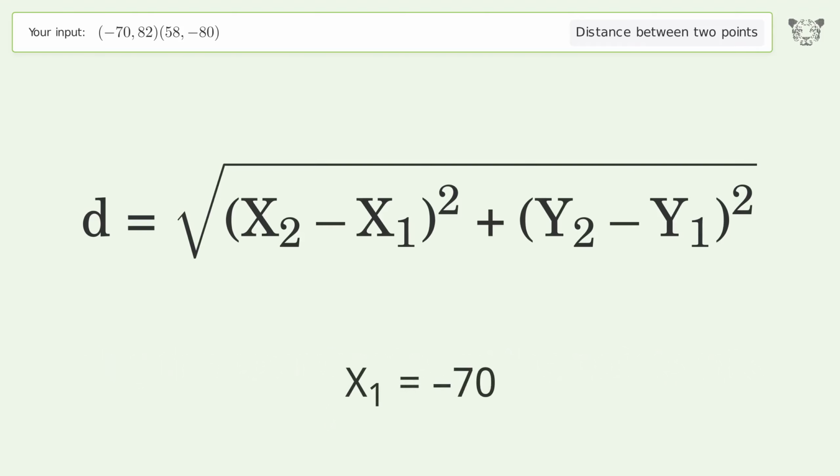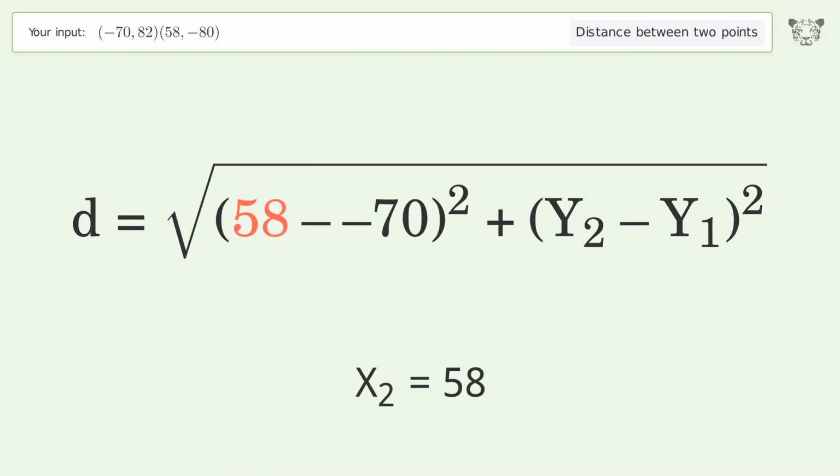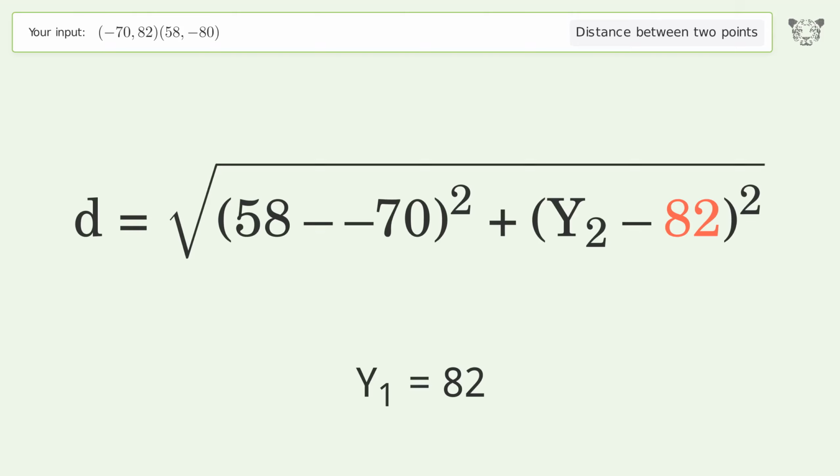x1 equals -70. x2 equals 58. y1 equals 82. y2 equals -80.